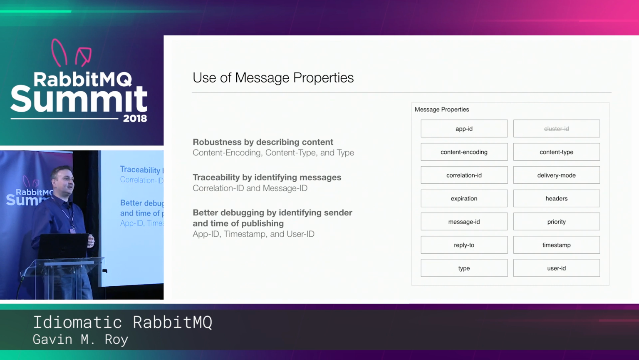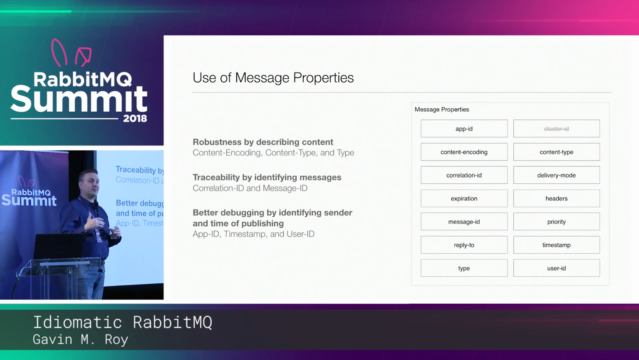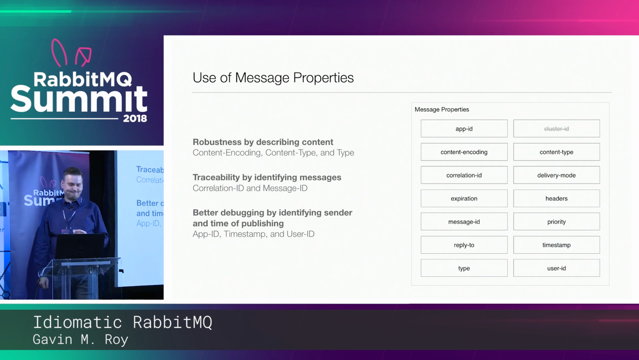You get traceability and ease in debugging by using correlation ID and message ID. This idea of logging and being able to look across logs of all of your distributed applications and being able to correlate behaviors or a process by those IDs. And finally, better debugging. If you don't use App ID today, I implore you to go back to your applications and do it, because 2 to 3 years from now, when you're trying to do some sort of upgrade to a process and you don't know where the message is coming from, you're going to kick yourself. App ID is extremely useful from that perspective.